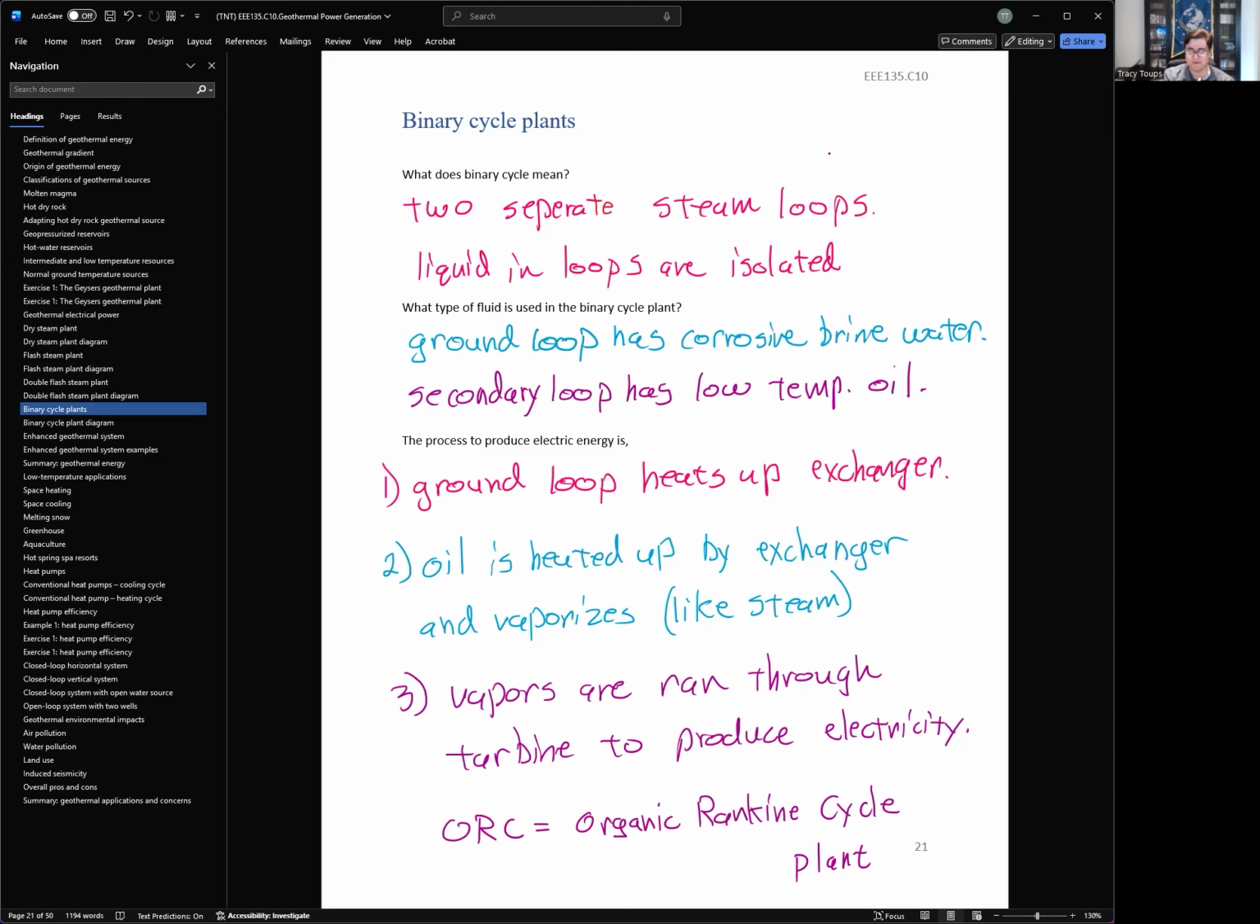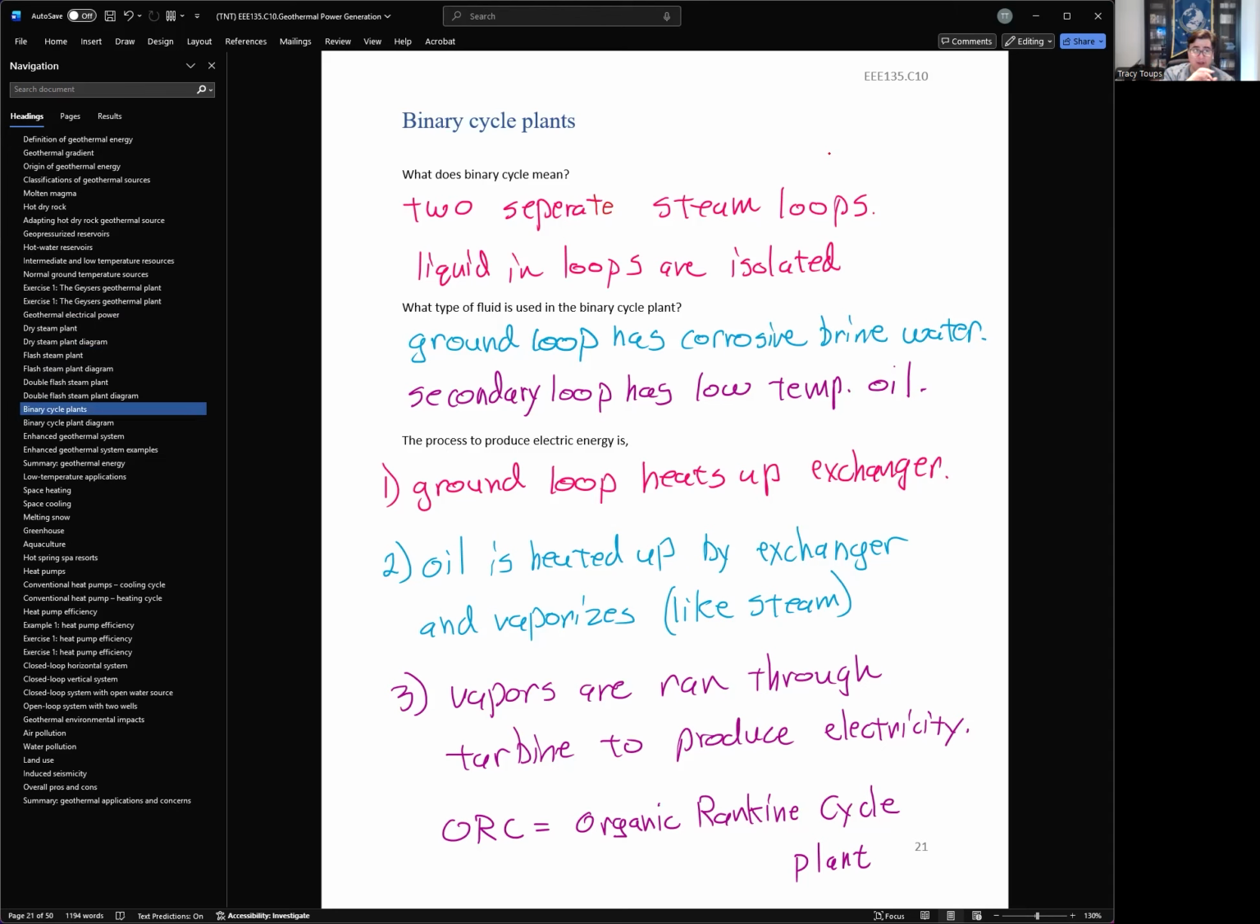Okay. What type of fluid is typically used in a binary cycle plant? The ground loop, which is the liquid loop that goes into the actual geothermal source underneath the ground, has some type of corrosive brine water. It's probably natural to the geothermal site itself. We can't help it. Basically, the geothermal source has some corrosive material and elements, and it's just going to mix into our system. We can't do anything about it. We've got to live with it.